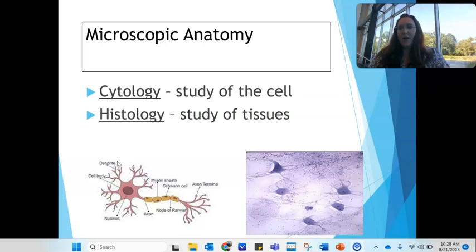This is a picture of a neuron. So all of the neurons that make up your brain or your nervous system. This is an example of one type of neuron. We will study this when we get to our histology unit. So histology is the study of tissues. A tissue is a group of cells that do a similar job. And so here you can see a bunch of neurons linked together in this picture to create nervous tissue.